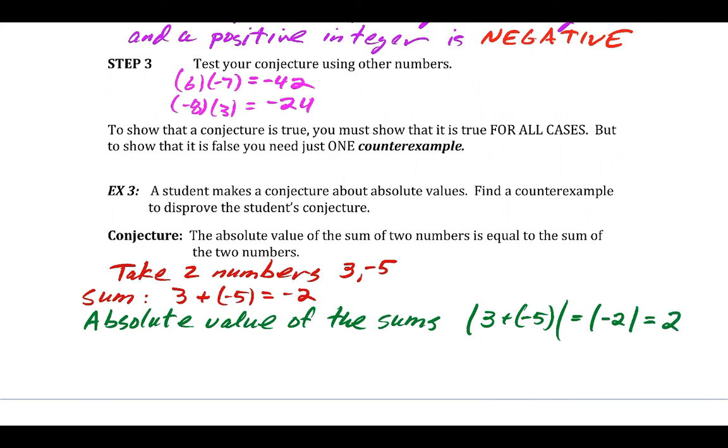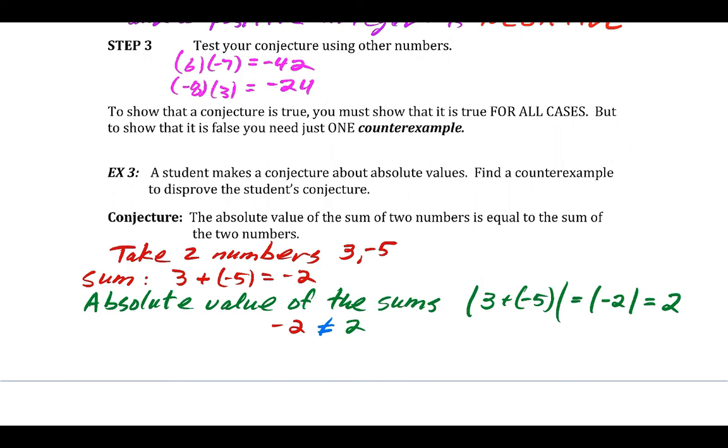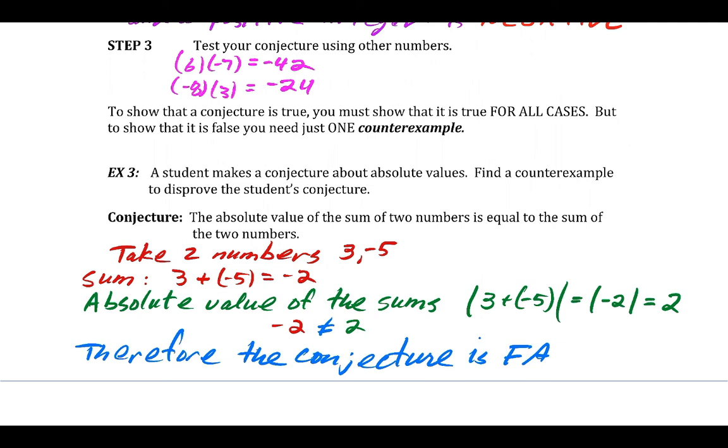So as we can see, negative 2 does not equal positive 2. Therefore, the conjecture is false. In the homework, you're going to drag and drop some of this stuff.